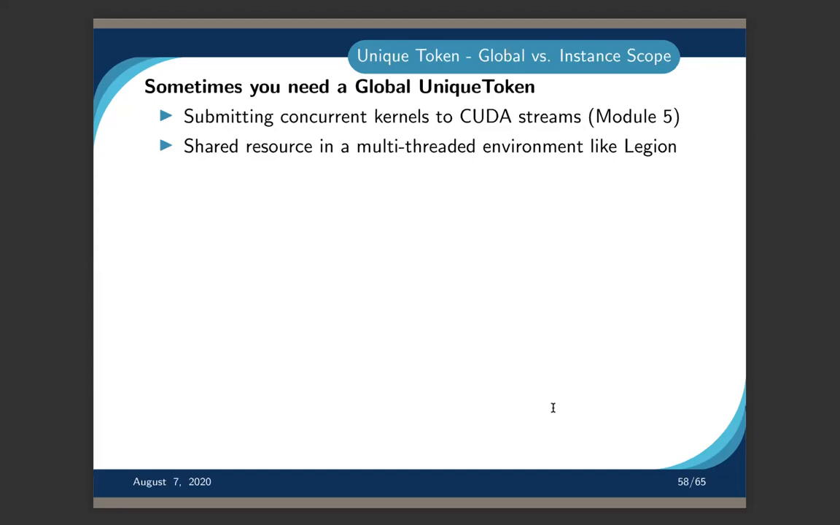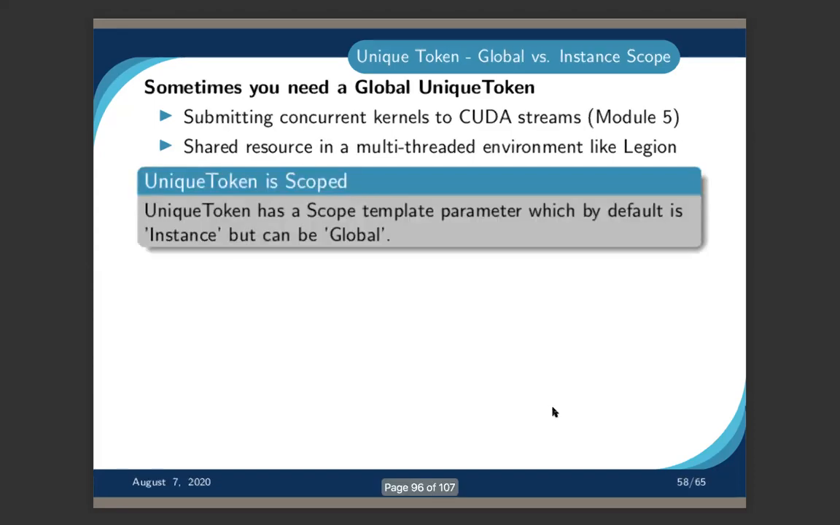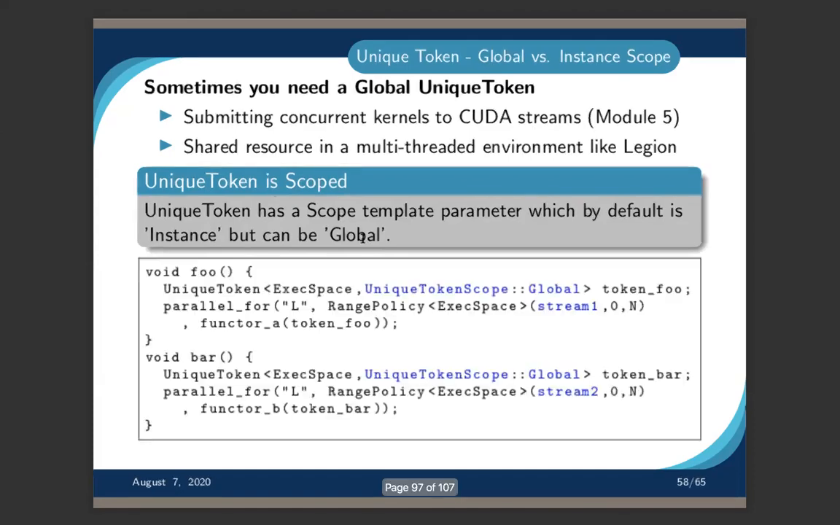And if you are in that situation, unique token can still help you because unique token is scoped. It has a scope template parameter, which by default is instance. That means the IDs are specific and conflict-free just for that particular instance of unique token. But there's also a global version, which effectively gives you back a singleton.